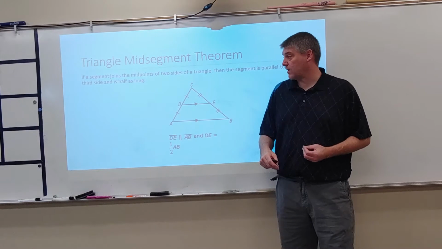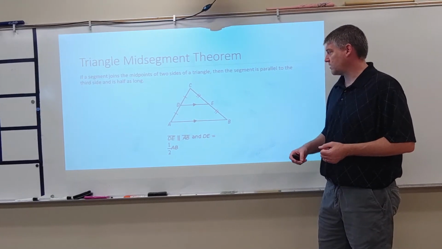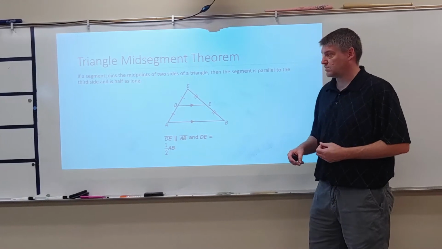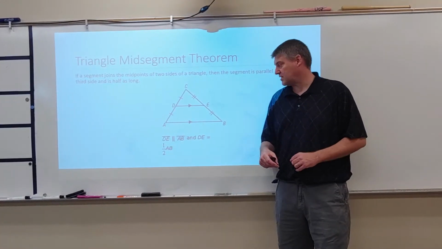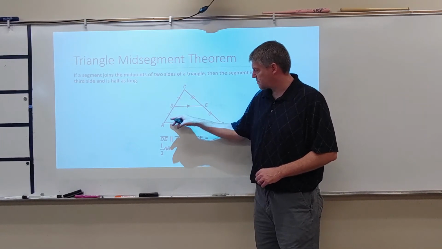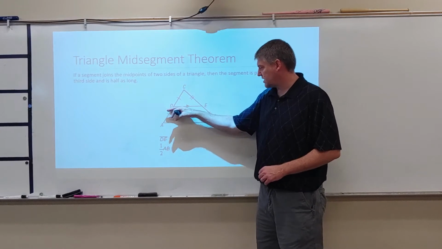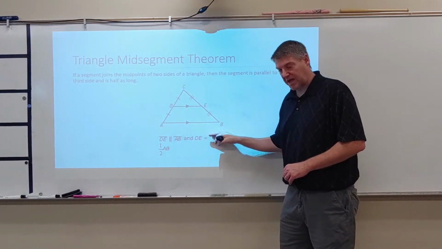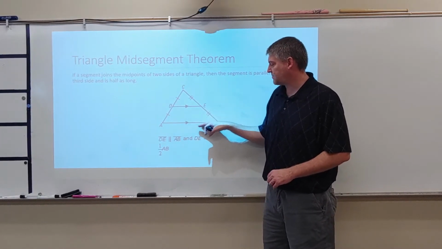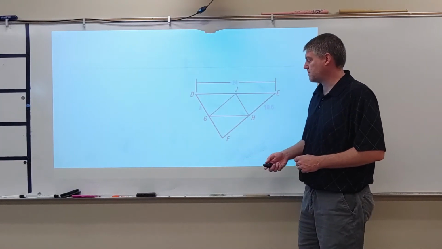Triangle mid-segment theorem: if a segment joins the midpoints of two sides of a triangle, then the segment is parallel to the third side and is half as long. So D is the midpoint of AC, E is the midpoint of CB. So DE is parallel to AB and it's half the length of AB. So that's what that theorem is talking about.